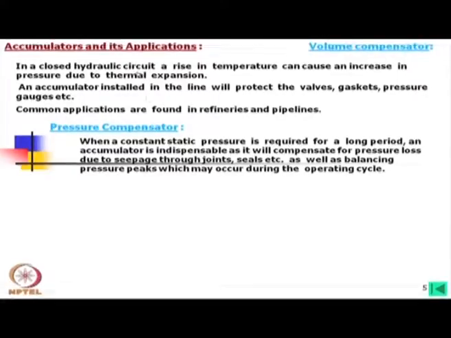So, in that case what actually happens is, if there is a rise in temperature, there will be a volume increase in the oil. So, the excess volume will generate a pressure, and due to this pressure this oil can be stored in the accumulator, and when the temperature comes down again, that will be filled. So, in very large pipelines and others, where there may not be hydrostatic transmission but the oil is being transferred with the full volume filled, such accumulators will be very helpful. So, that is the volume compensator.